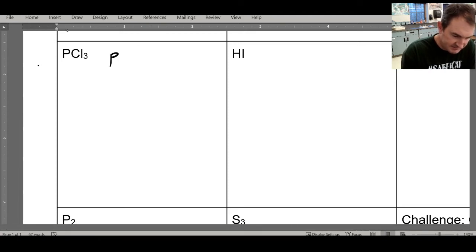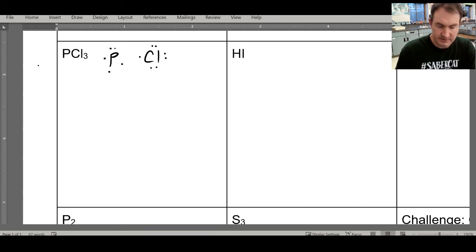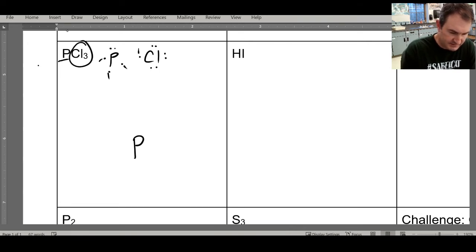All right. Phosphorus has 5, so 1, 2, 3, 4, 5. Chlorine has 7. So who's going to be the central atom here? Well, remember, I told you phosphorus comes first, so that's a good clue. And phosphorus has 3 unpaired electrons. Chlorine only has 1. So phosphorus is our hub, P. And we're going to go ahead and bond Cl3.